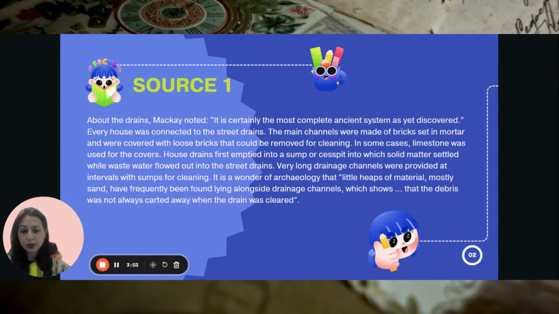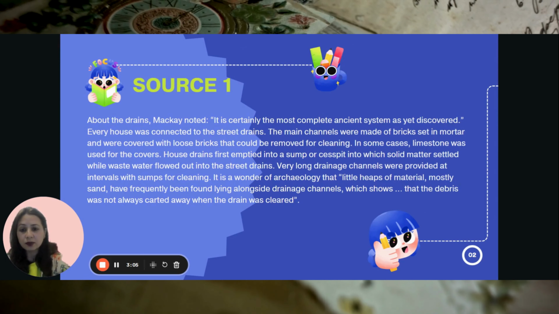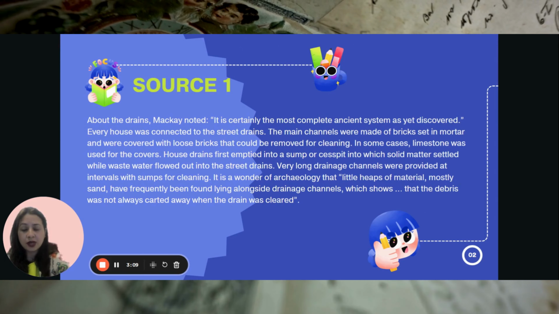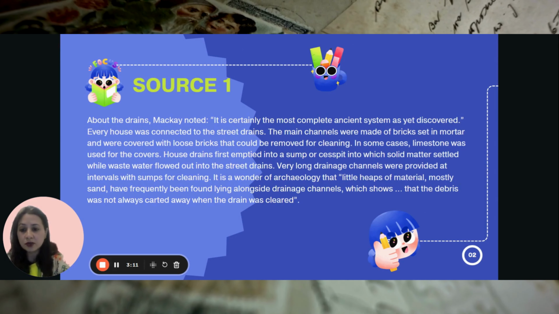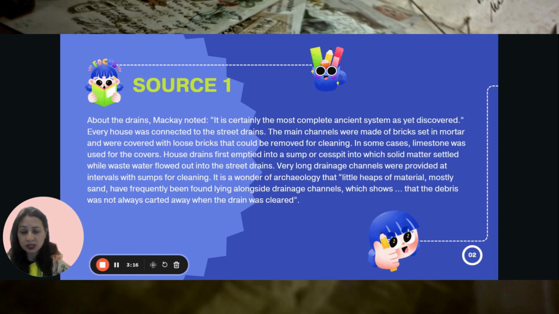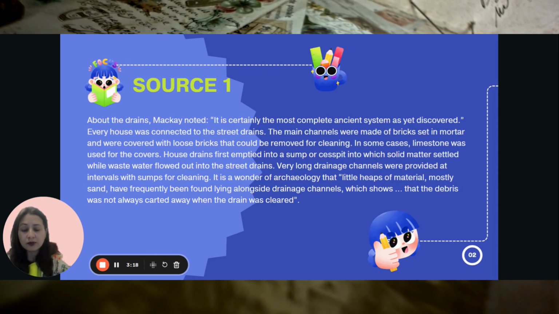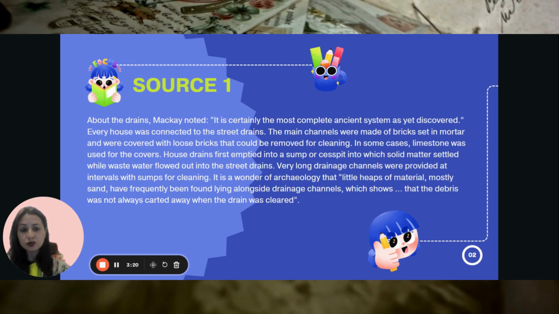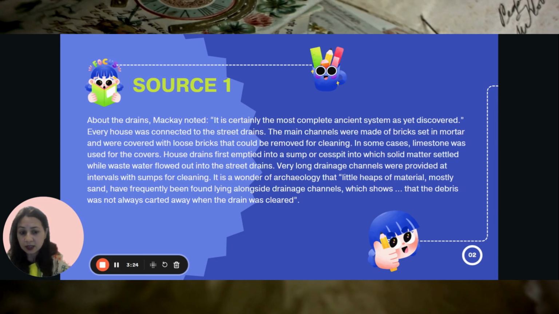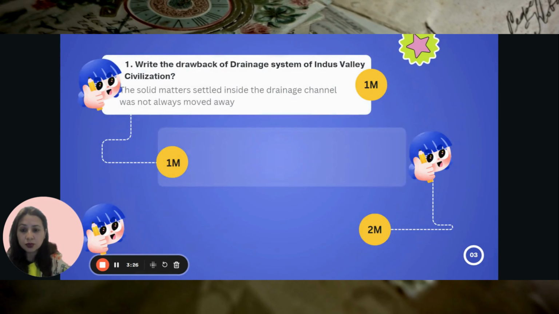So this is the direct question, and the answer you can get from the source itself. You can see that every house was connected to the street drains. The main channels were made up of bricks set in mortar, and then you can even write down some of the points like the drains were cobbled, arched drains, and they were very big in size. So this is how you are going to do it.